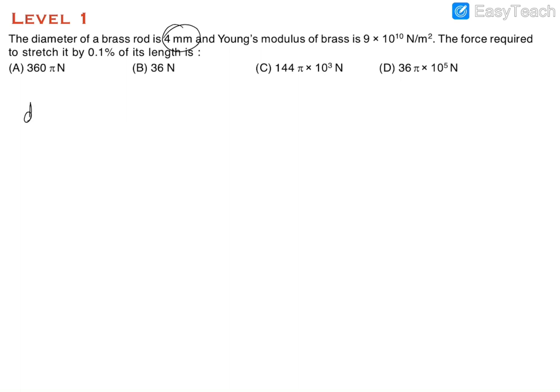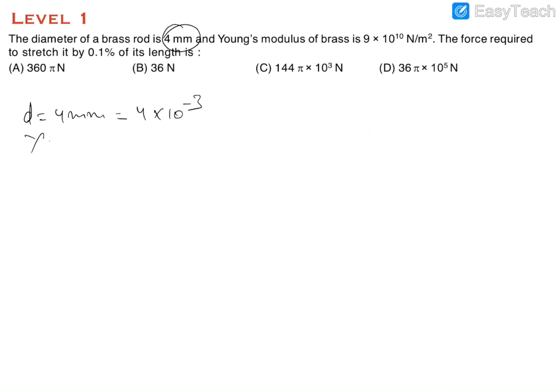I always recommend that you should always underline the data in the question while doing the question paper. So it would be very easy to find that data quickly and to use it in solving the numerical. So you should always underline and you should always write down the data separately. So D is equal to 4 mm and this is 4 into 10 raised to power minus 3.